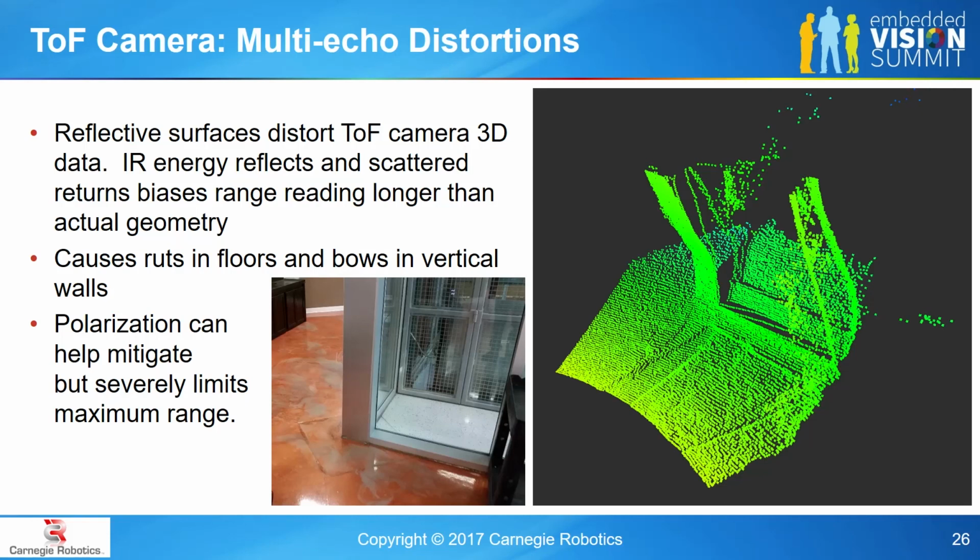You can use polarization filters to cut out the multipath returns, but you're losing a lot of energy from the scene that you're emitting, so it really severely impacts the maximum range that the sensor can be used if you have sort of a filter in front of this.